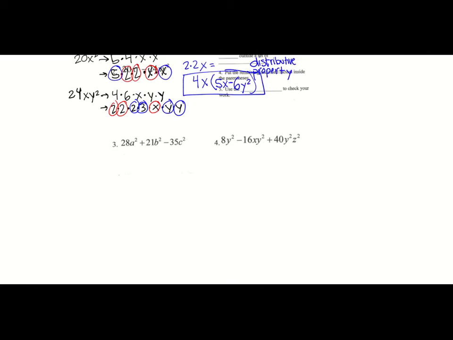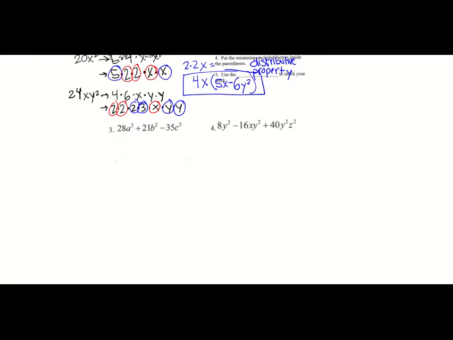Okay, let's look at number 3. This time we have 3 different terms, so we're going to have to find our factor tree for 3 terms. This one, 28, we have 4 times 7 times a times a. And we can break that 4 up even further into 2 times 2.